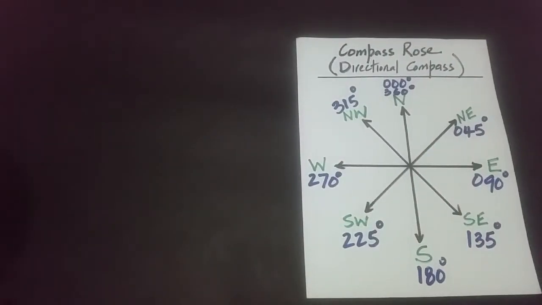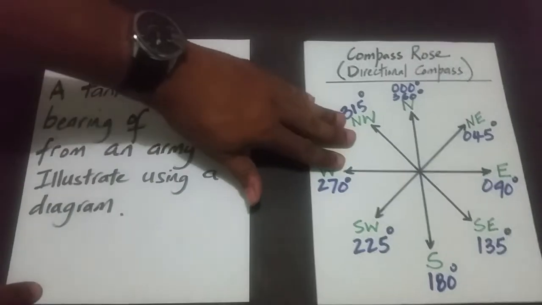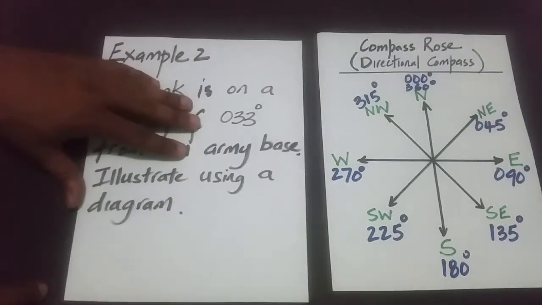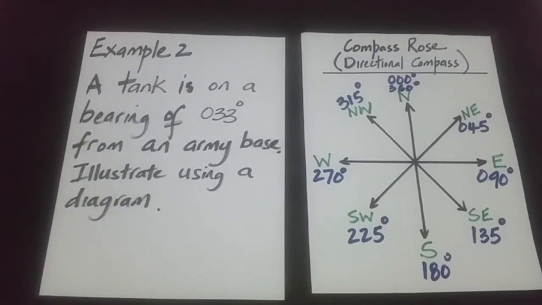Let's take a look at another example. And again, I'm leaving the compass rose because it's my tool that I need. Okay, so this one says now a tank is on a bearing of 0.33 degrees from an army base.